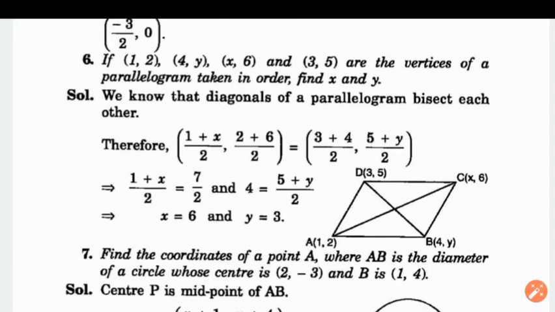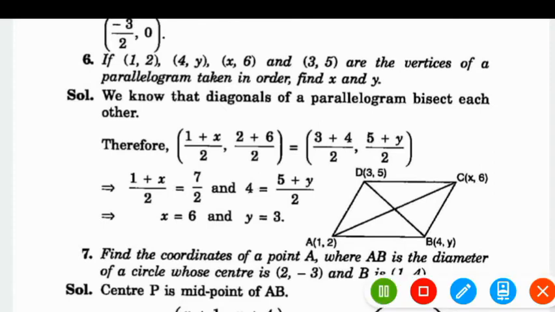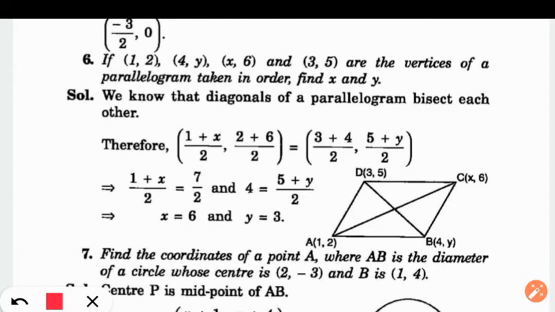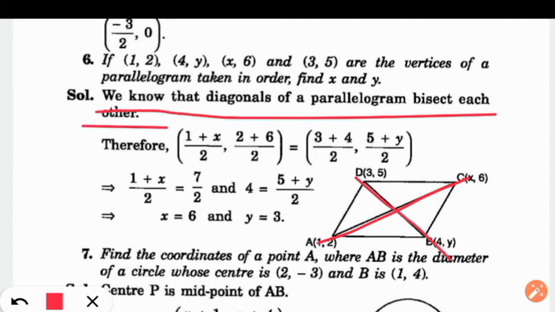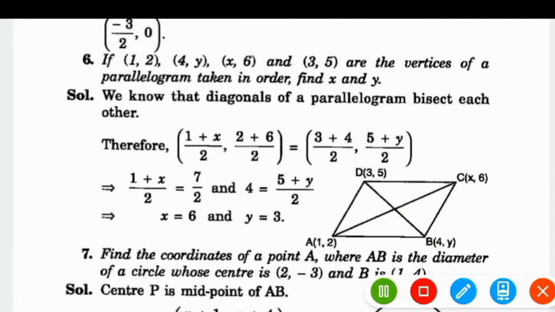So we will use another concept. We know in a parallelogram, the diagonals bisect each other, right? So diagonals bisect each other means the midpoint of diagonal AC must be the same as the midpoint of diagonal BD. So what I have written is there. We know that the diagonals of a parallelogram bisect each other, meaning the midpoint of the diagonals must be the same.